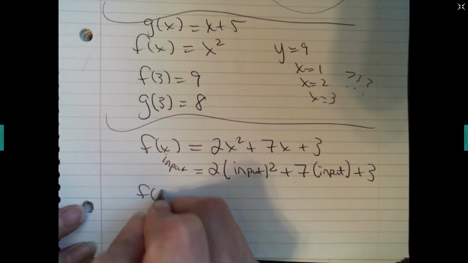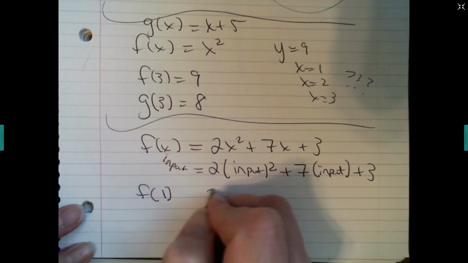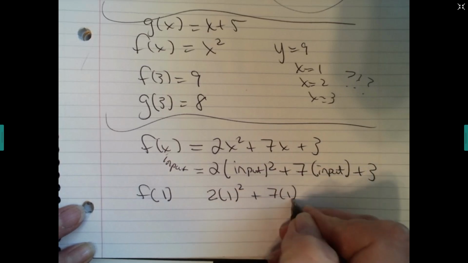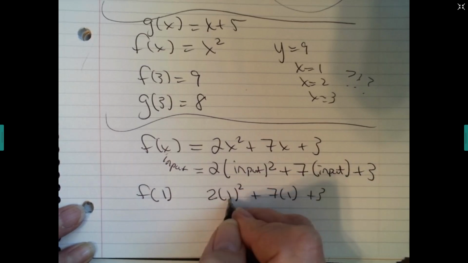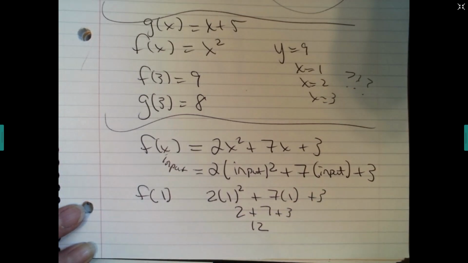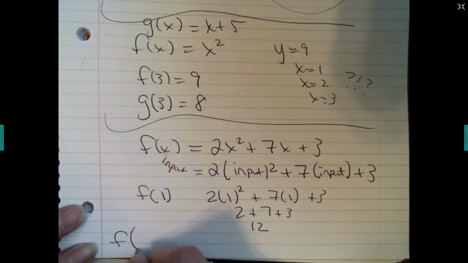Like f of, say, we'll do something easy, 1. So I have 2 times 1 input squared, 7 times 1 plus 3. 1 times 1 is 1. I get 2 plus 7 plus 3. What is that? Is that 12? Okay. But what if my input has algebra in it?